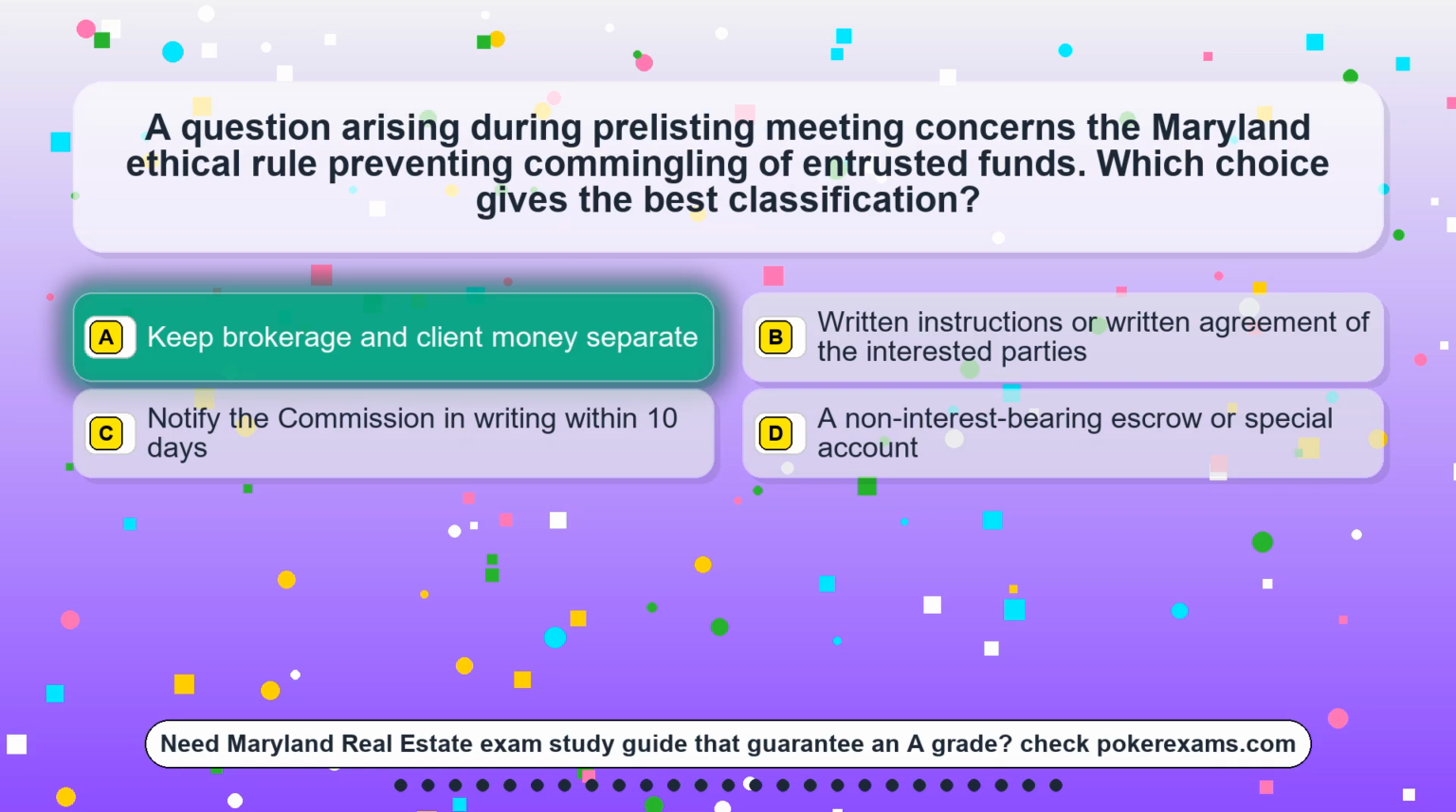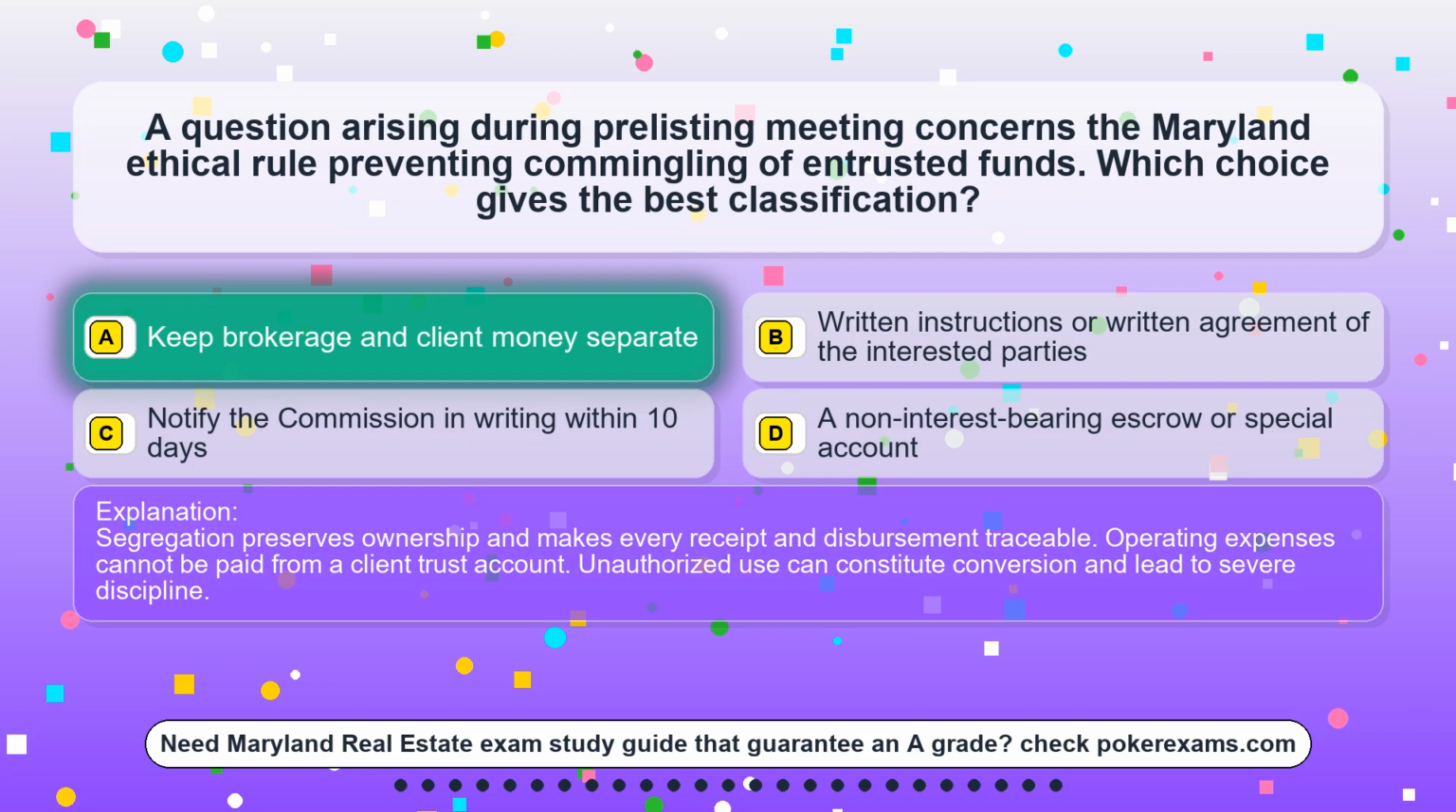The correct answer is option A, keep brokerage and client money separate. Segregation preserves ownership and makes every receipt and disbursement traceable. Operating expenses cannot be paid from a client trust account. Unauthorized use can constitute conversion and lead to severe discipline.